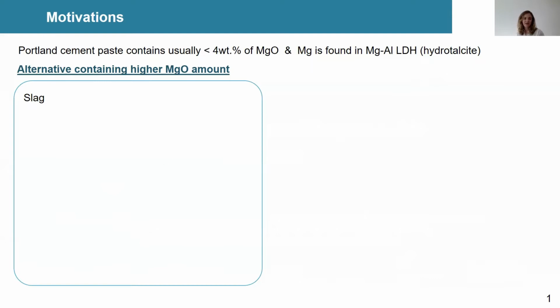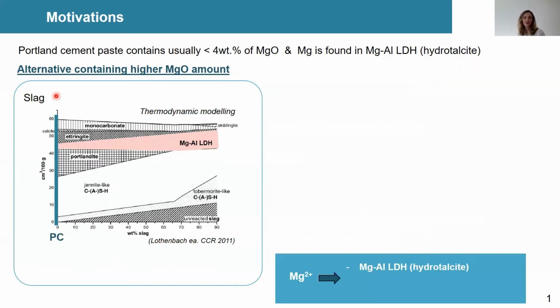So here I have taken the example of slag. It's almost outdated, but it's quite a concrete example because it contains a non-negligible amount of magnesium. So here you can see we have the Portland cement, as I said, with a bit of magnesium oxide, which is modeled to precipitate as hydrotalcite. And then when we increase the slag content, you can see that the magnesium is modeled to precipitate as hydrotalcite. But this phase is not really crystalline. It has a variable composition, and it's quite difficult to observe experimentally and particularly to quantify it.